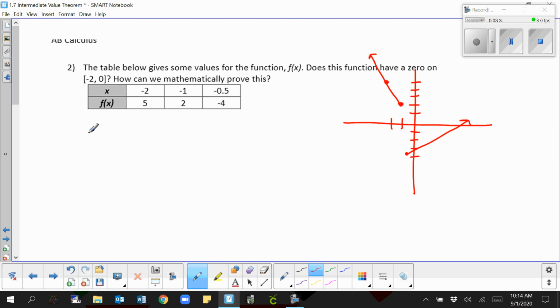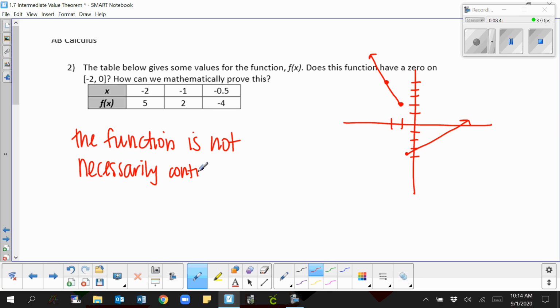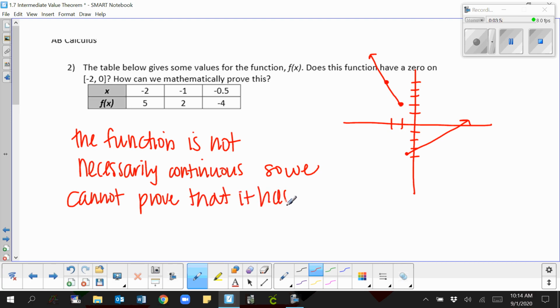So I'm going to say that the function is not necessarily continuous, so we cannot prove that it has a 0 on that interval. So we cannot prove that it has a 0 on our interval negative 2 to 0.